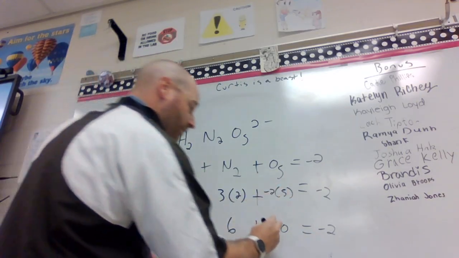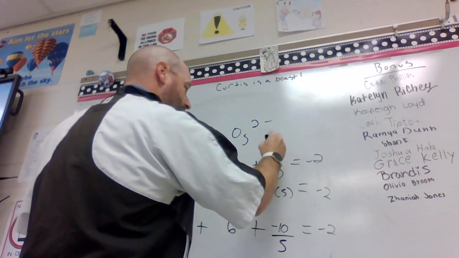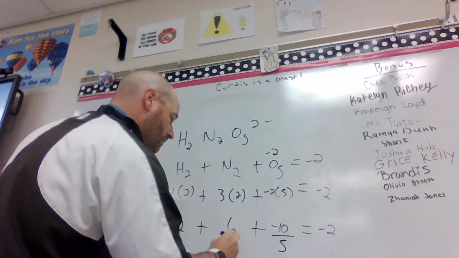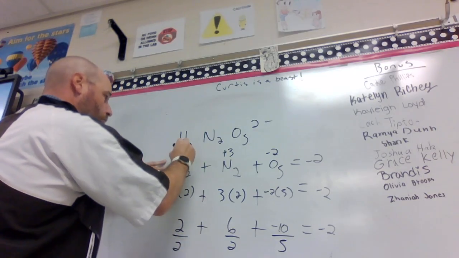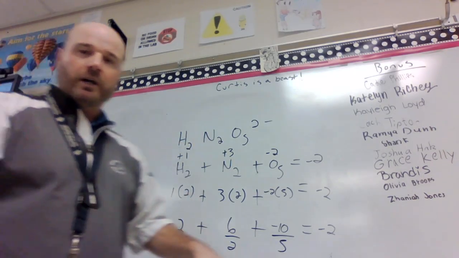So last thing, we just got to divide. We're going to divide by 5. We're going to get a -2 right there. We are going to divide by 2. We're going to get a +3 right there. And we're going to divide by 2 to get a +1 right there. And we are done.